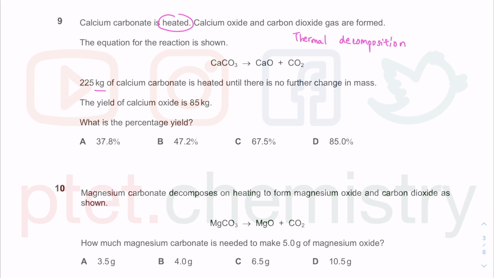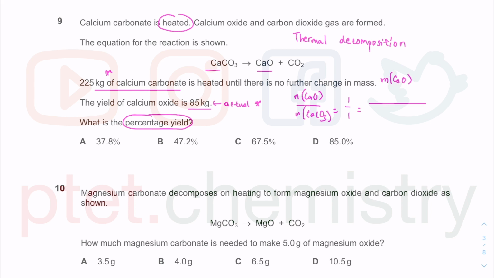So we are dealing with kilogram of calcium carbonate, and the yield we get is 85 kilogram. They want to talk about percentage yield. So this is the actual. How much do we expect from 225 kilogram of calcium carbonate? The mole of calcium oxide to the mole of calcium carbonate is 1:1. So how much mass of calcium oxide do we expect? Well, we need the Mr of calcium oxide. So 40 plus 16 gave me 56 from the periodic table. Mass over Mr is going to be the mole of the calcium oxide.